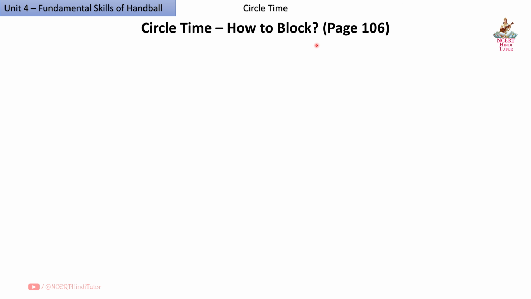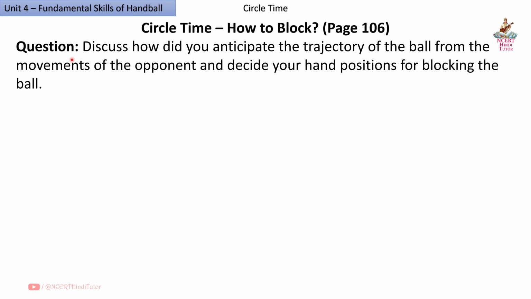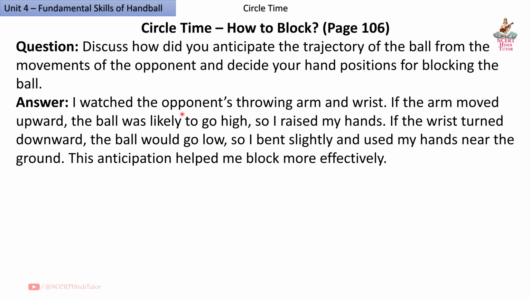Circle time, how to block, page 106. Question. Discuss how did you anticipate the trajectory of the ball from the movements of the opponent and decide your hand positions for blocking the ball. Answer. I watched the opponent's throwing arm and wrist. If the arm moved upward, the ball was likely to go high, so I raised my hands. If the wrist turned downward, the ball would go low, so I bent slightly and used my hands near the ground. This anticipation helped me block more effectively.